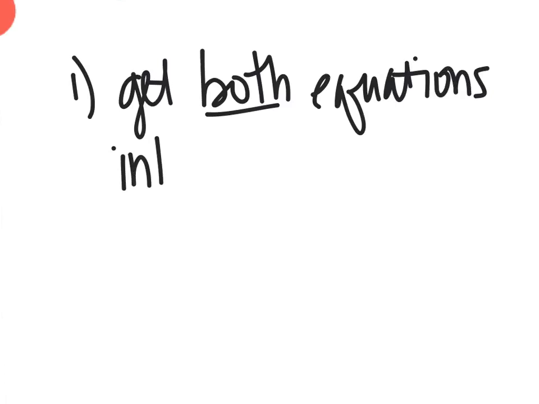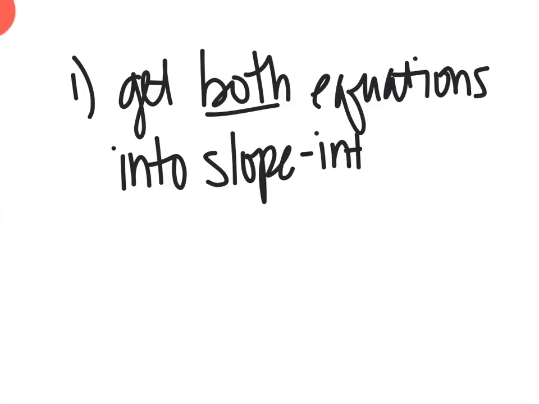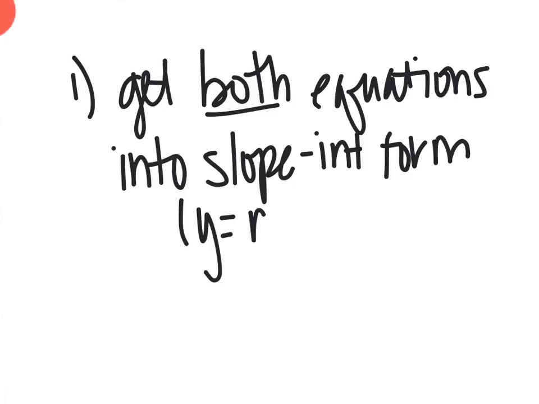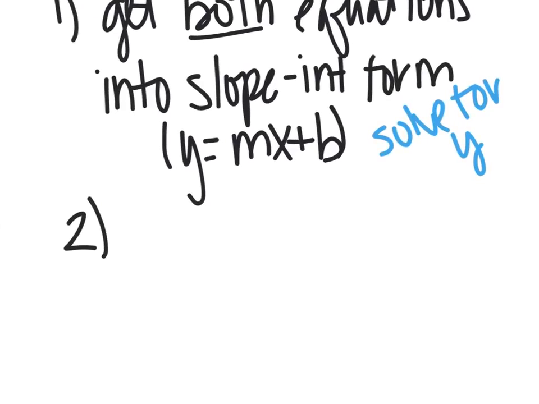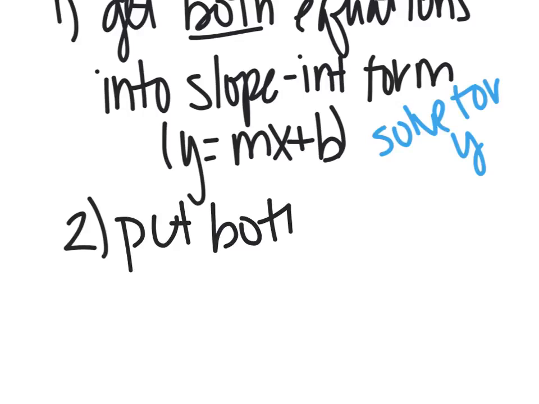into slope-intercept form. You need both equations to be in slope-intercept form, which is y equals mx plus b. So you need to solve for y. Okay? When we say slope-intercept form, what we mean is that you need to solve for y. So I'm going to write that here. Solve for y. Okay? The second thing that you need to do is put them both in y equals. You're going to type both of them in y equals.